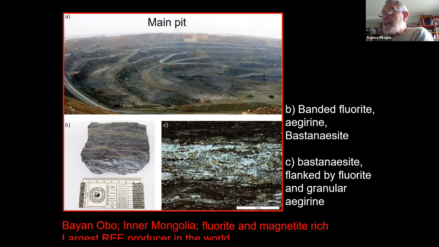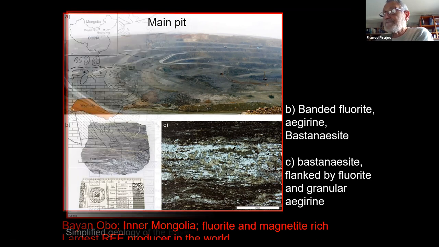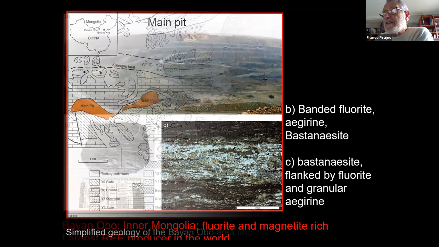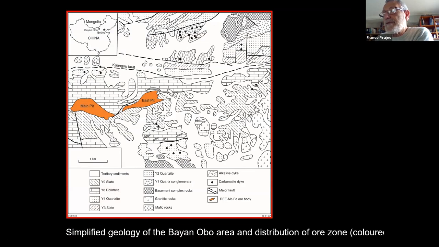But when it was first discovered, it was discovered because of the magnetite that would be mined for iron. Eventually they realized the magnetite was only a minor, less economic component, but in fact it was mostly carbonatite. Here is the simplified geology of Bayan Obo, a main pit, and the east pit on the side.